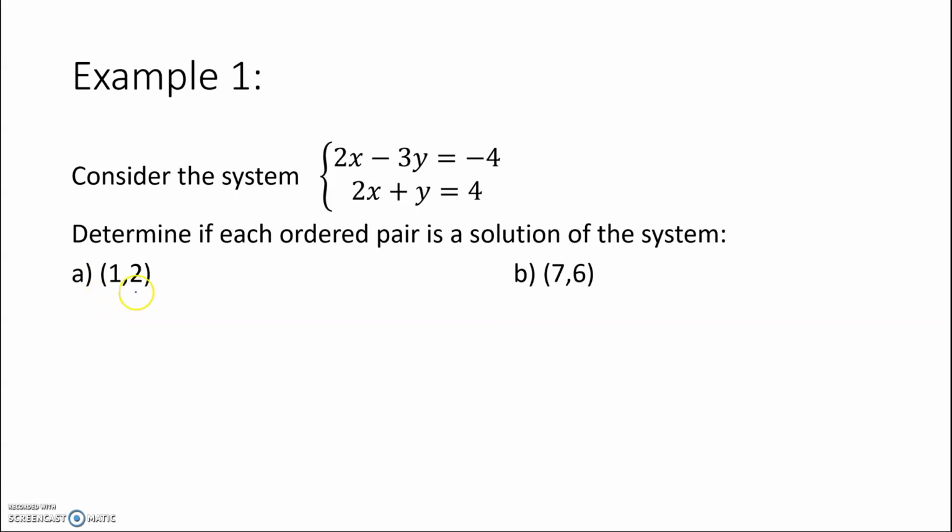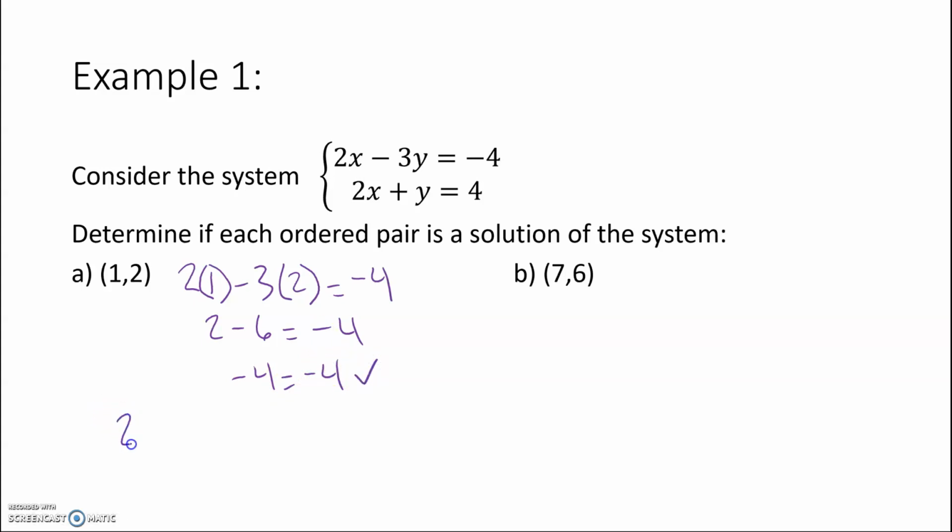So my x-coordinate is 1, my y-coordinate is 2. We're going to plug it into the top one. 2 times my x was 1. And my y was 2. So here we got 2 minus 6, and 2 minus 6 does equal negative 4. So it checks out in the first one.